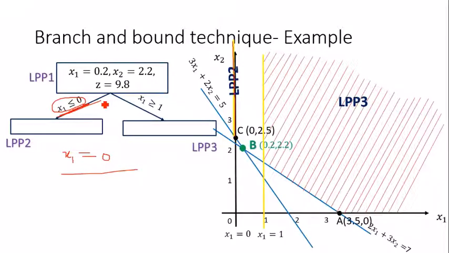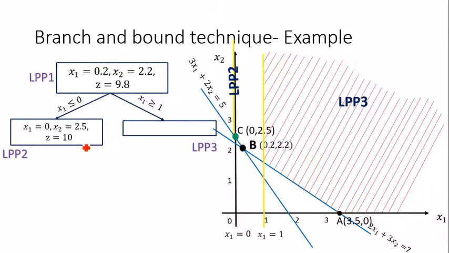If you want to find the optimal solution of this, since the problem is minimization and we are going in the upward direction, z is obviously going to increase. Therefore C is the point of optimal solution here. Its coordinates are x1 is 0, x2 is 2.5, z equals 10. I told you 9.8, it is 10 now. So we got the optimal solution of LPP2. This is not integer valued, so obviously we need to do further branching. But let's first solve LPP3, instead of doing branching here.